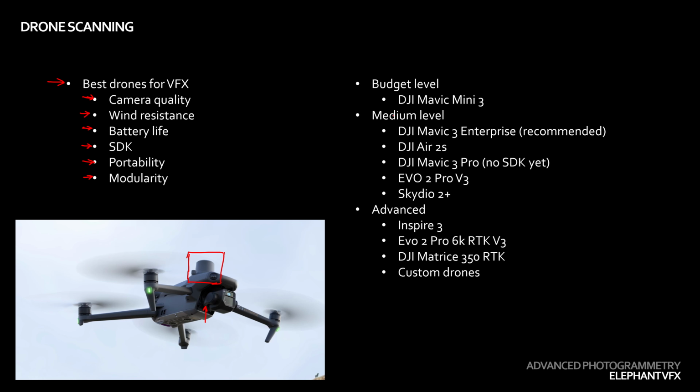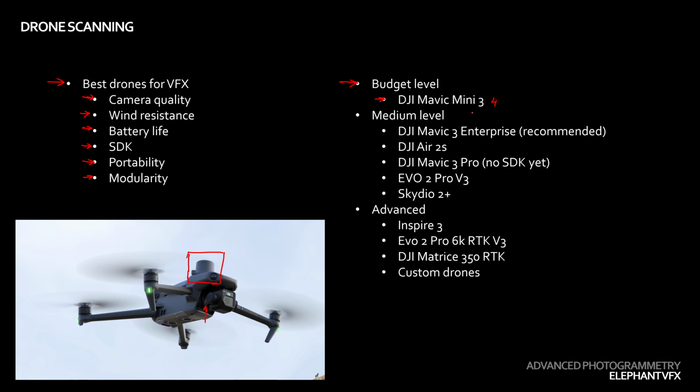All right, so these are the drones that I can recommend to you because I've used them and I know them very well. When it comes to budget level, in my opinion, the cheapest good drone that you can buy is the DJI Mavic Mini 3. I think there is already a DJI Mavic Mini 4, I'm not sure, I believe so. I have a DJI Mavic Mini 3 and it's great because the camera is pretty much the same as the DJI Mavic 3 Pro.